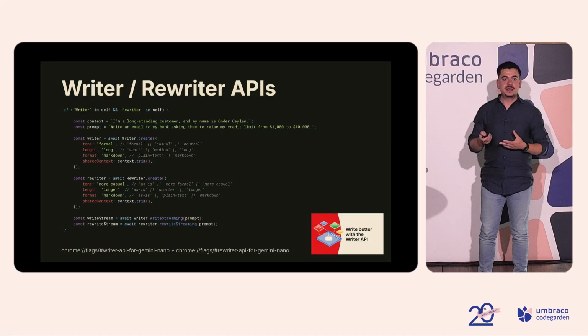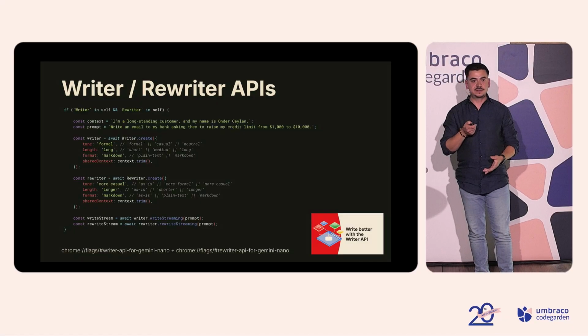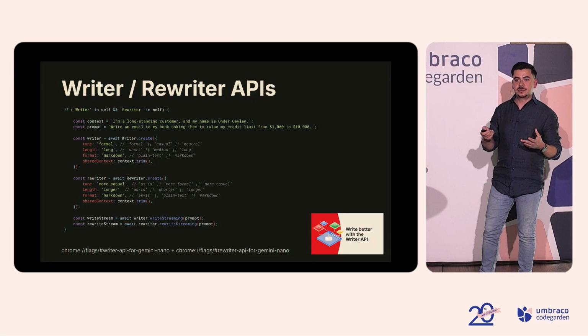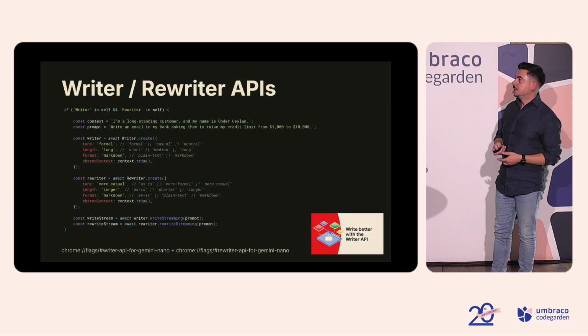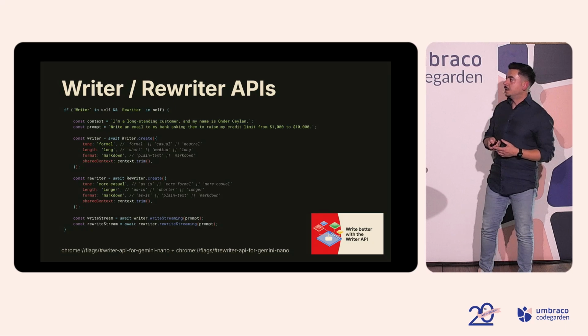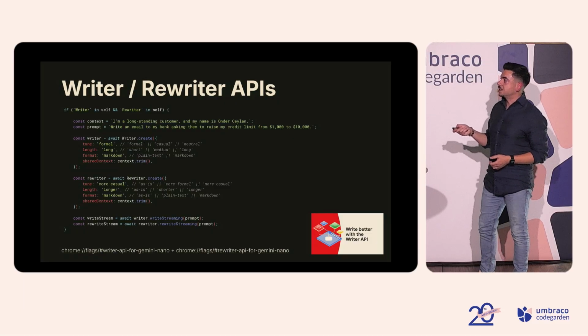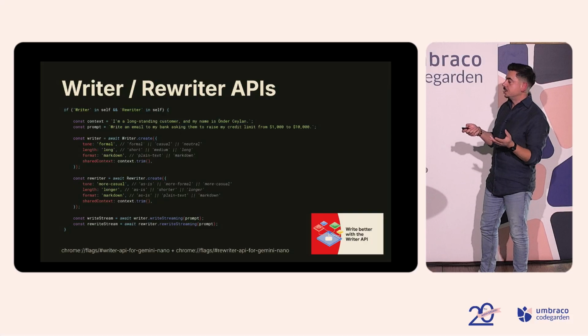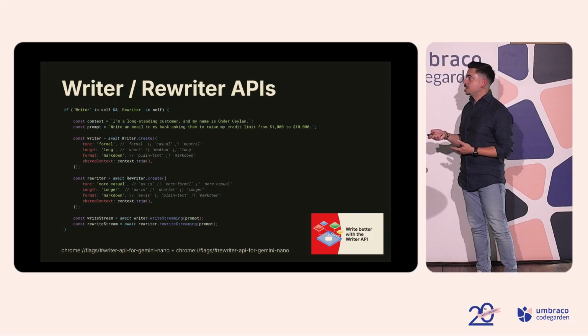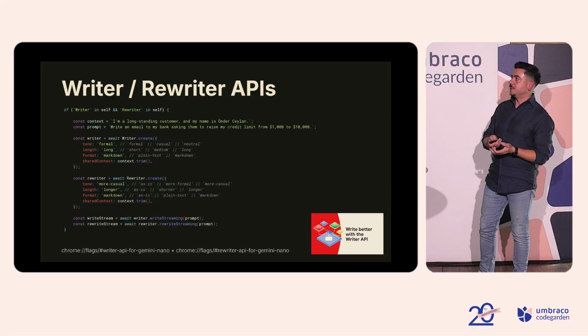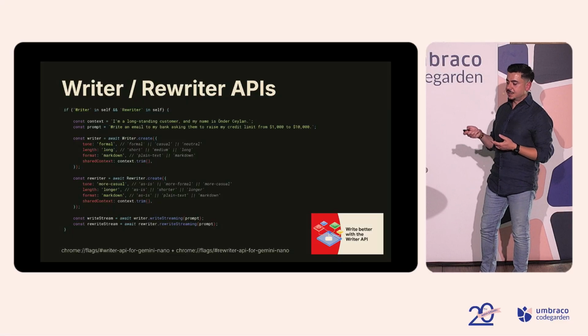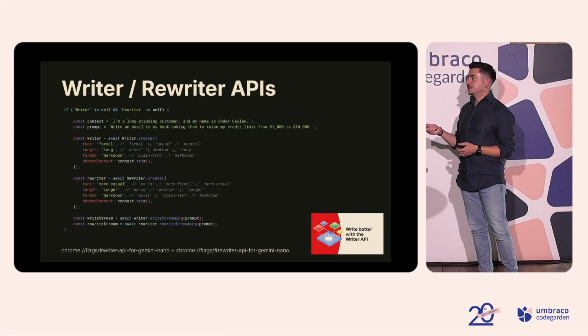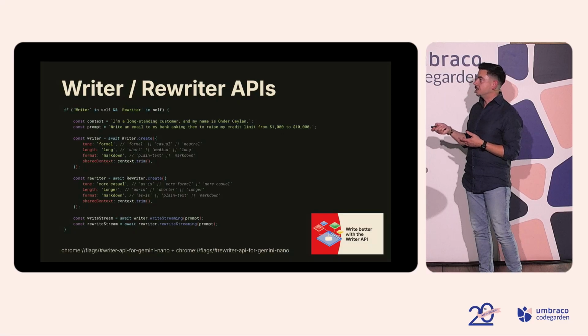The writer and rewriter APIs are also very handy, especially for creating, generating, or modifying content. Here we see the usage of writer and rewriter. The writer API creates content from scratch. In this use case, I'm trying to write an email. The context of the email is that I'm a long-standing customer and my name is Önder Ceylan. And the prompt: write an email to my bank asking them to raise my credit limit from $1,000 to $10,000. Then I can instruct the generation to be in a formal, casual, or neutral tone.